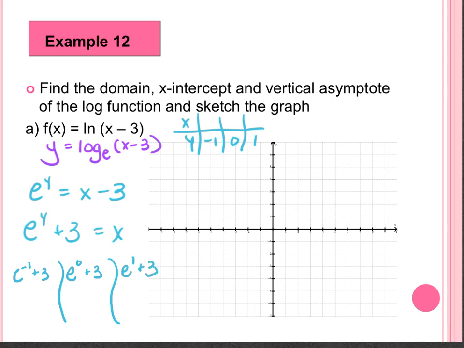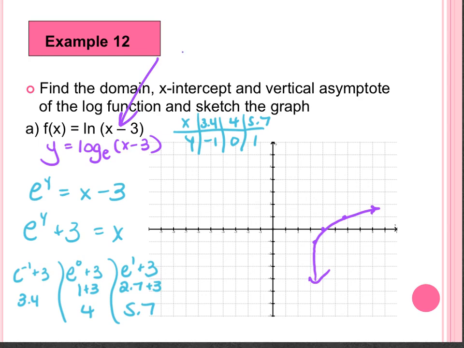Really, the only one you need the calculator for is the first one, but we'll do them all. e to the -1 would be 0.367 plus 3 is 3.4. Remember, when we do the graphs, we only need nearest tenth because you can't graph more accurate than that. e to the 0 would be 1. This is 4. e to the first is 2.7. 5.7. Plot those points. And there's my graph, okay?